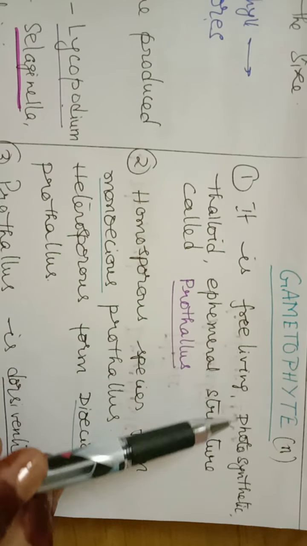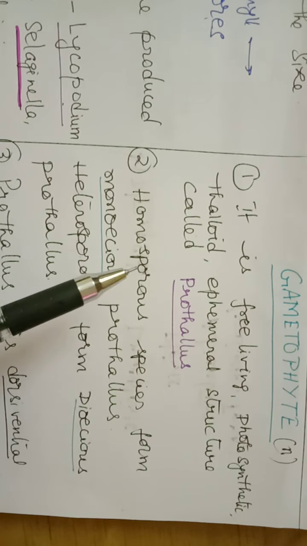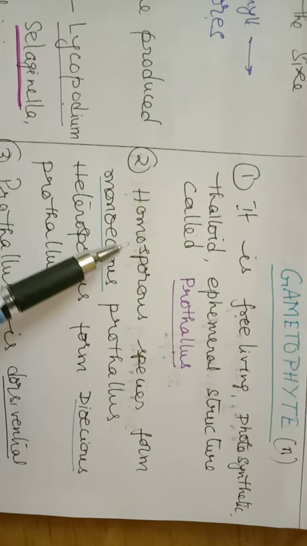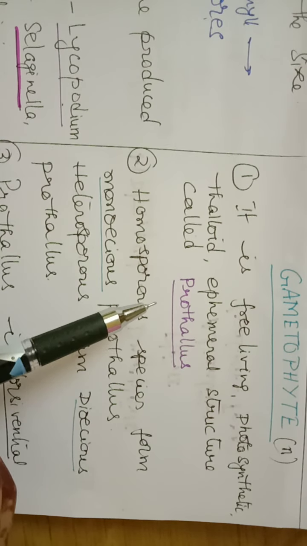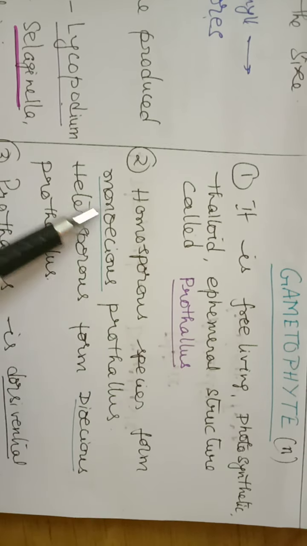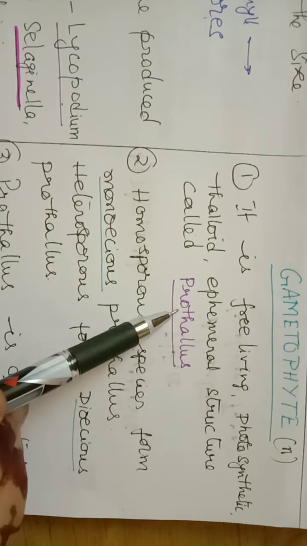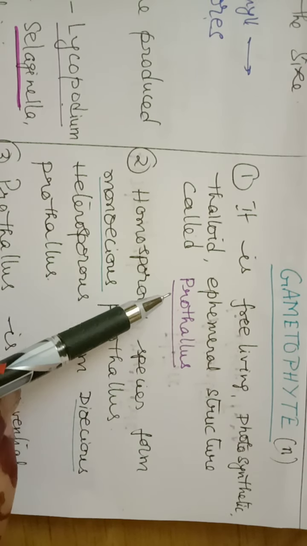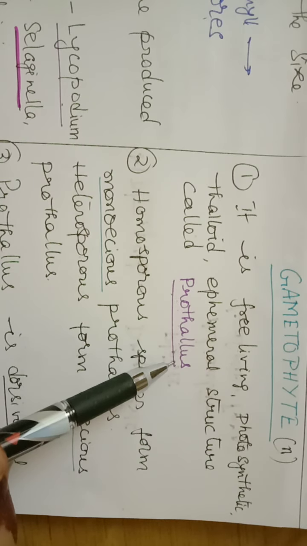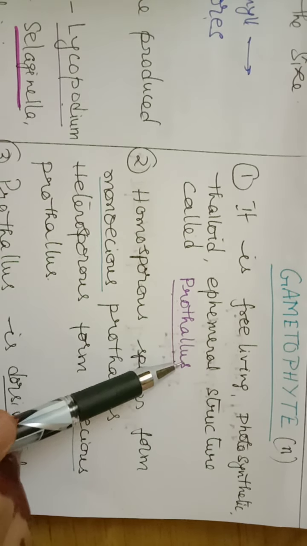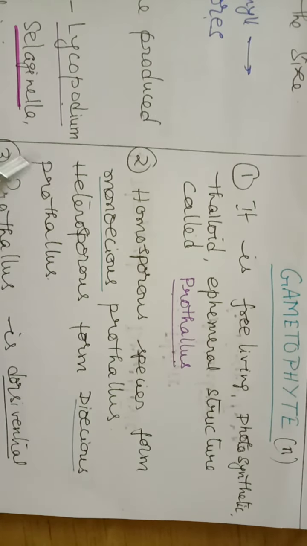It is free-living, photosynthetic, thalloid, thallus-like. A gametophyte in pteridophytes shows a thallus-like structure. It is an ephemeral structure. That means it is a short-lived structure. And this ephemeral, haploid gametophyte is called a prothallus. Pro relates to primitive, a thallus-like structure. So it is called a prothallus. Suppose you use the word prothallus, that means it should be related to pteridophytes only. You should relate it to pteridophytes.